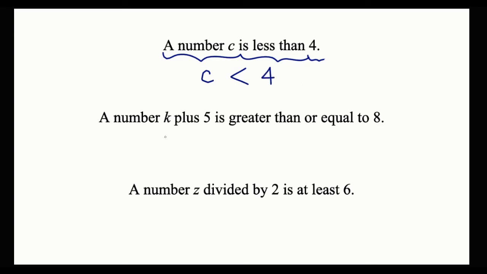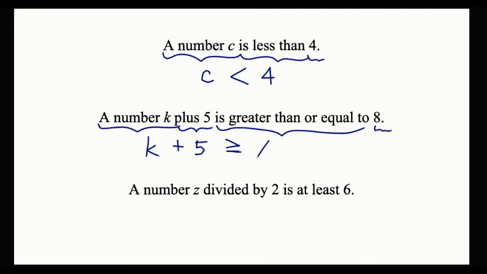How about a number K plus 5 is greater than or equal to 8? All right, a number K plus 5 is greater than or equal to, that little half equal sign on the bottom, and 8. So K plus 5 is greater than or equal to 8.